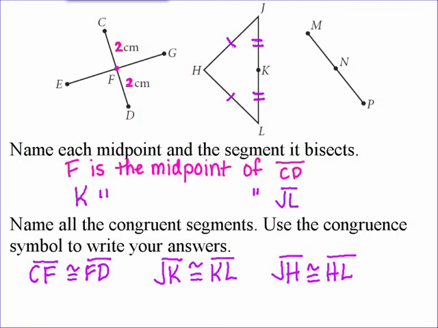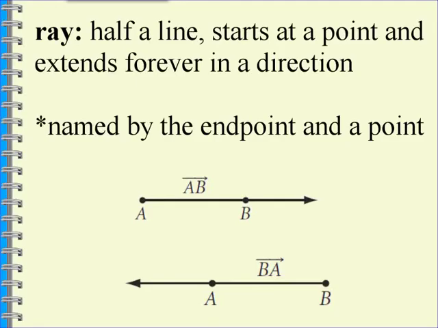Just got a little bit left and we're about done, folks. Okay, we're going to define a ray and then we're going to be done. So we'll get this down. A ray is half a line. It starts at a point and extends forever in a direction. Now notice in a direction, so in one direction. A ray is half a line. It starts at a point and extends forever in a direction.